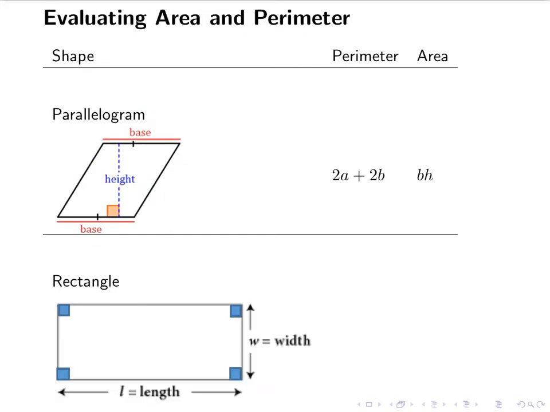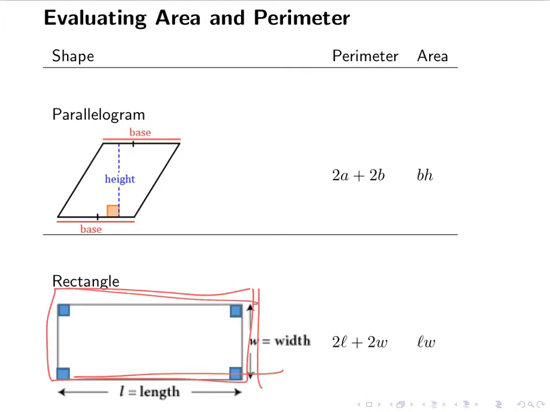Our next shape is a rectangle. Its perimeter is 2L plus 2W, and its area is LW. Before I go any further, hopefully you can remember that perimeter is the distance around an object, and area is the amount of surface of an object. So as I go around my rectangle, I'm hitting length twice and width twice. So 2L plus 2W. It's the same thing as a parallelogram. A rectangle is a specific type of parallelogram, which is why their formulas are very similar.